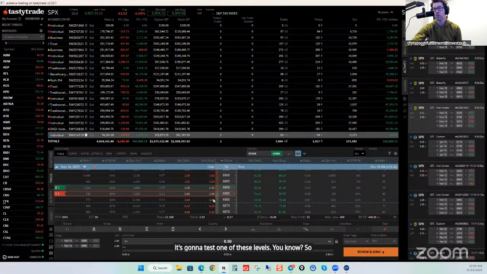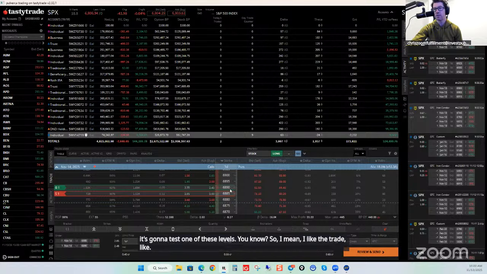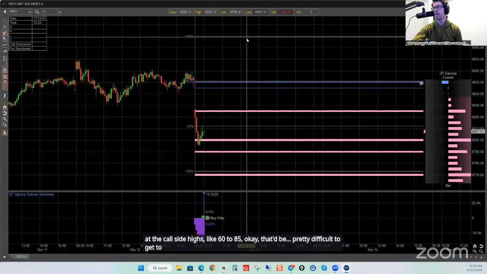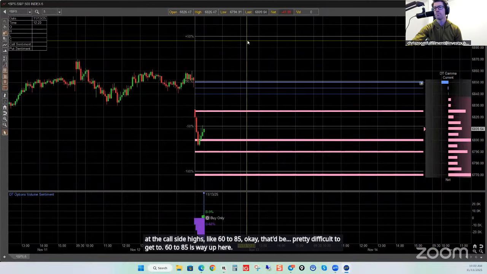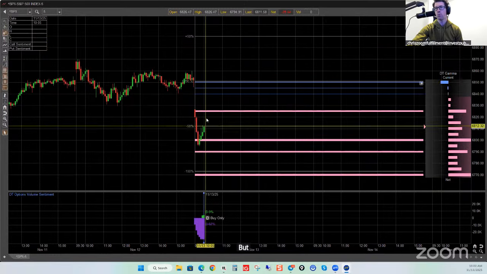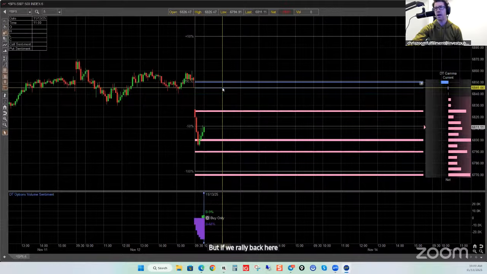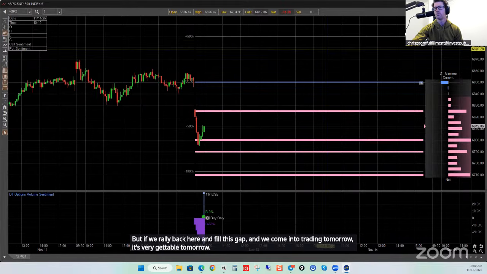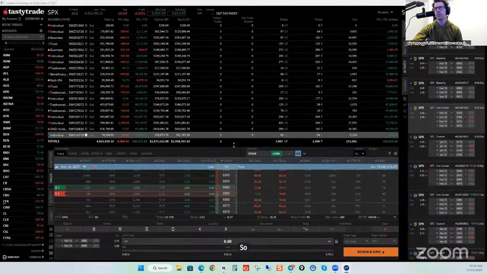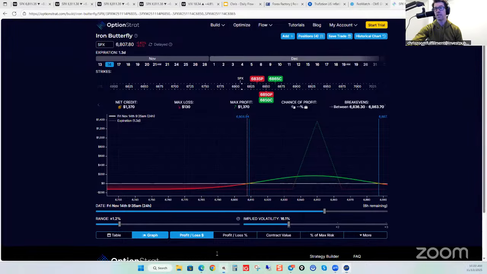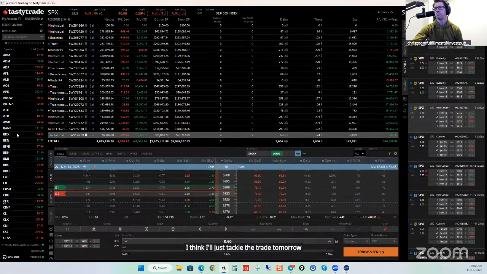So I mean, I like the trade, like an 11 delta at the call side highs, like 68.85. That'd be pretty difficult to get to. 68.85 is way up here, right? Today, I'd say there's probably no chance it's going to get there. But if we rally back here and fill this gap and we come into trading tomorrow, it's very gettable tomorrow. So I don't know. I think I'll just tackle the trade tomorrow as is.